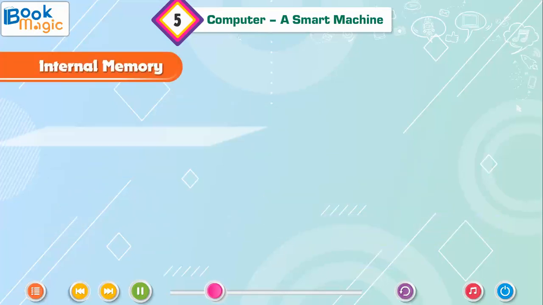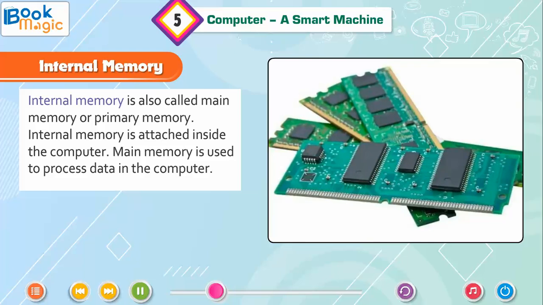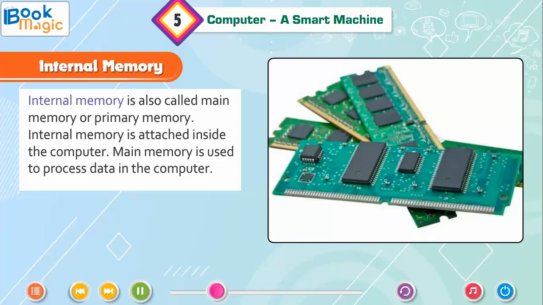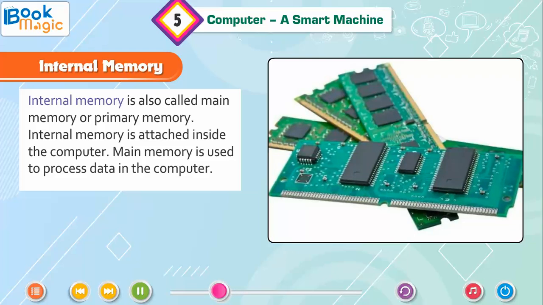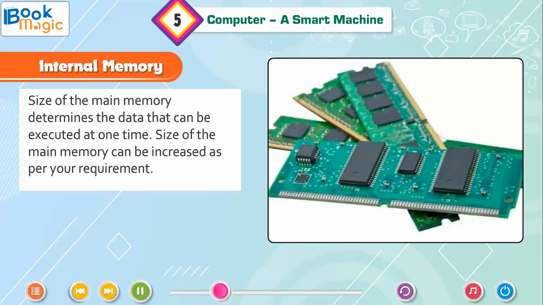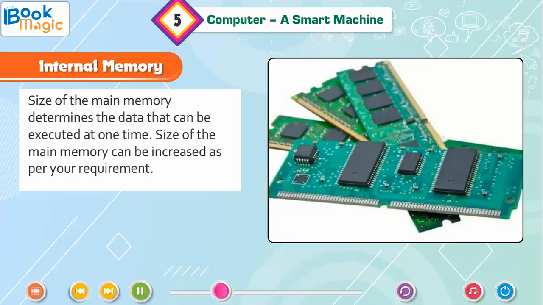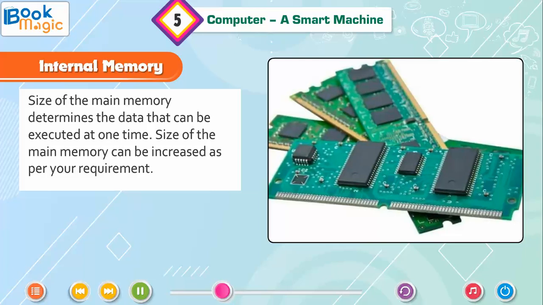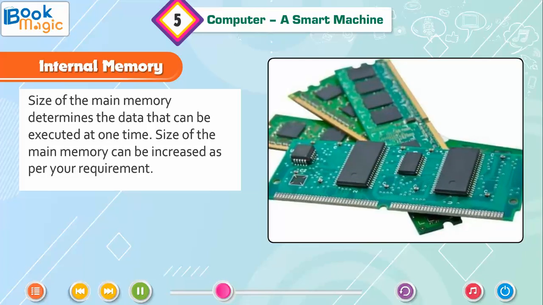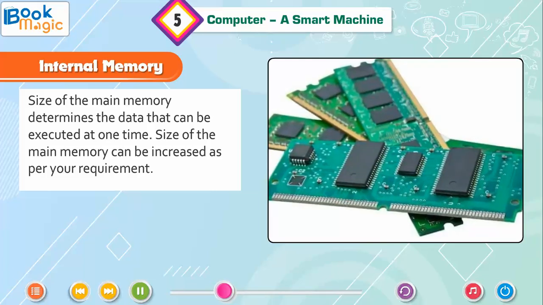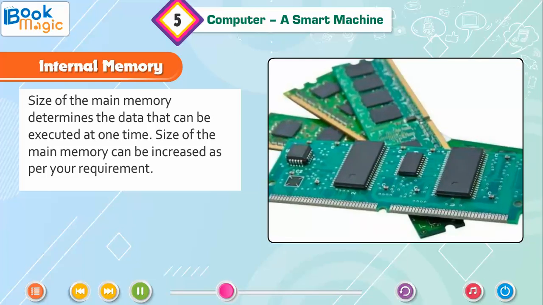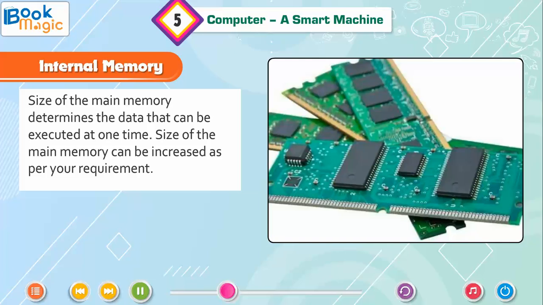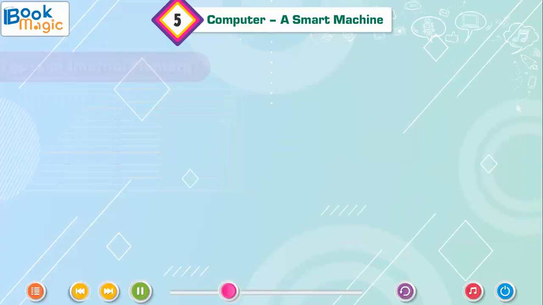Internal memory. Internal memory is also called main memory or primary memory. Internal memory is attached inside the computer. Main memory is used to process data in the computer. The size of the main memory determines the data that can be executed at one time. The size of the main memory can be increased as per your requirement.